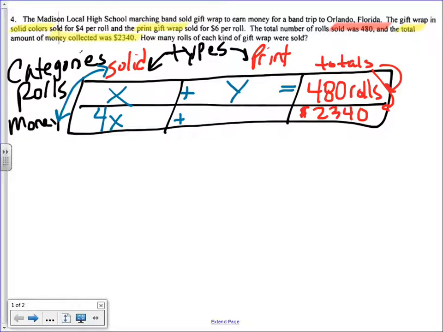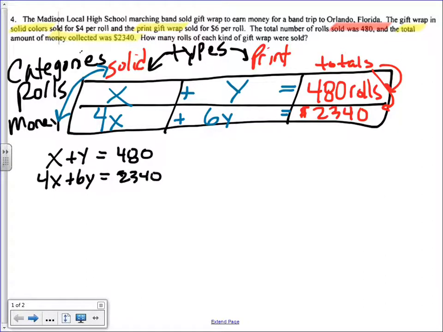Plus, and then how much money does a print roll cost? Again, it says $6 per roll, so 6y equals. All right, so now I've set up everything in my boxes. So what I'm going to do is take it all out of the box here. So x plus y equals 480, and 4x plus 6y equals 2340.